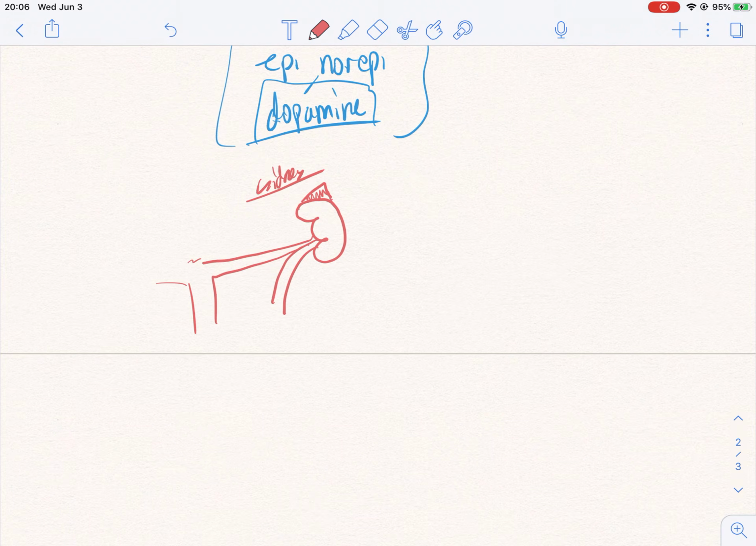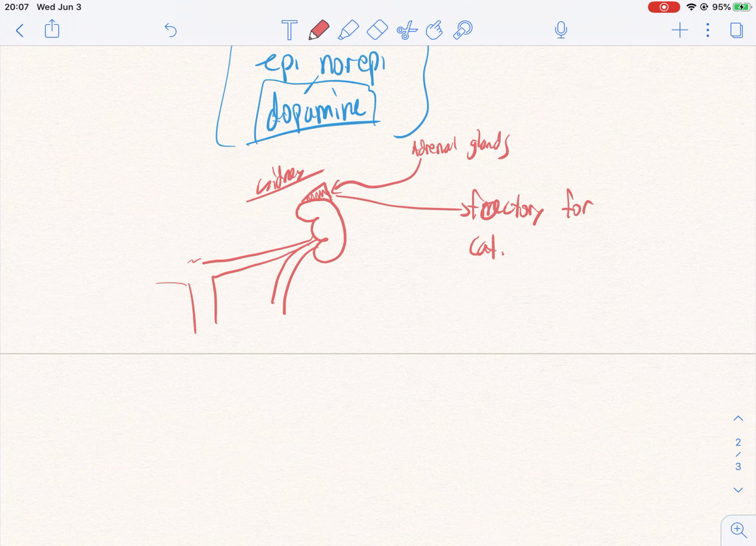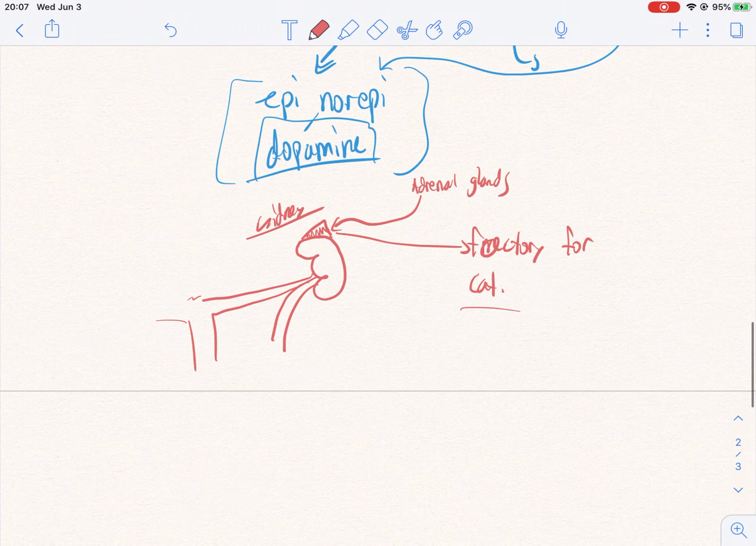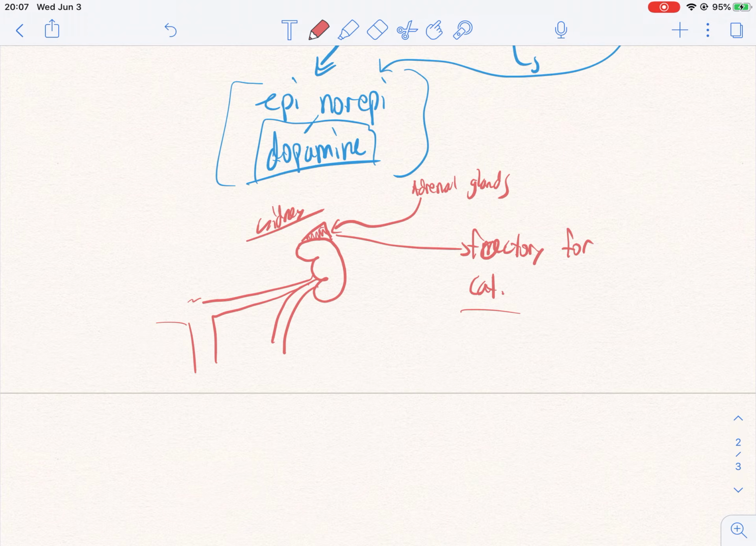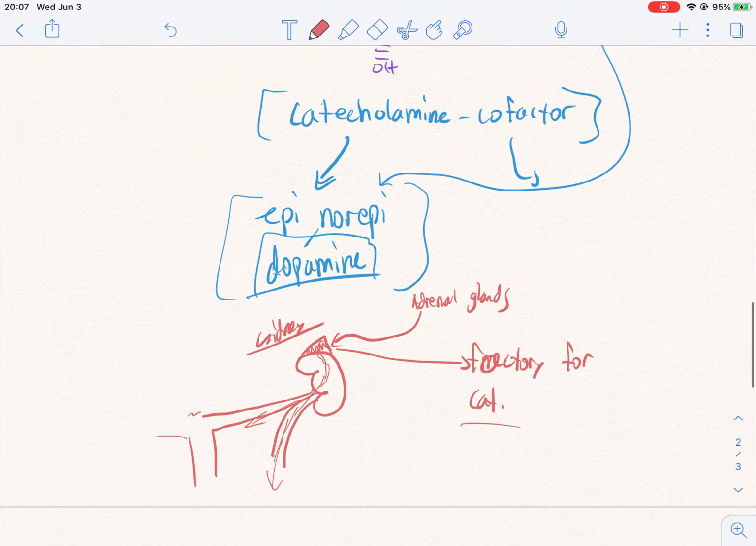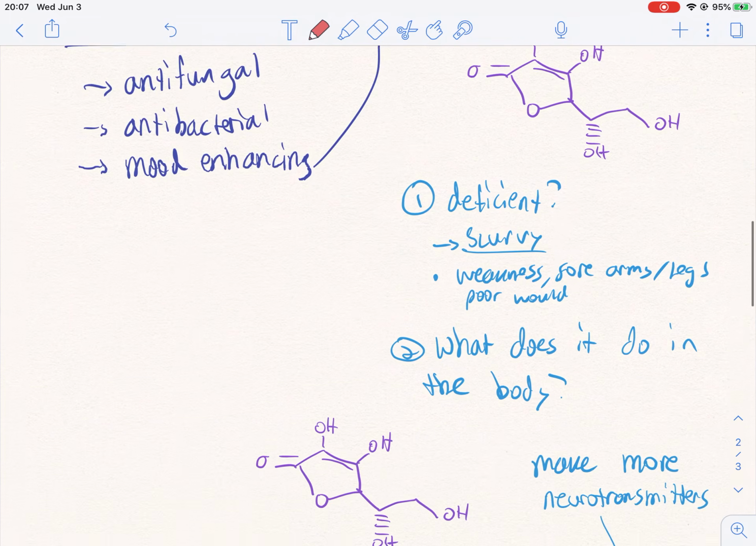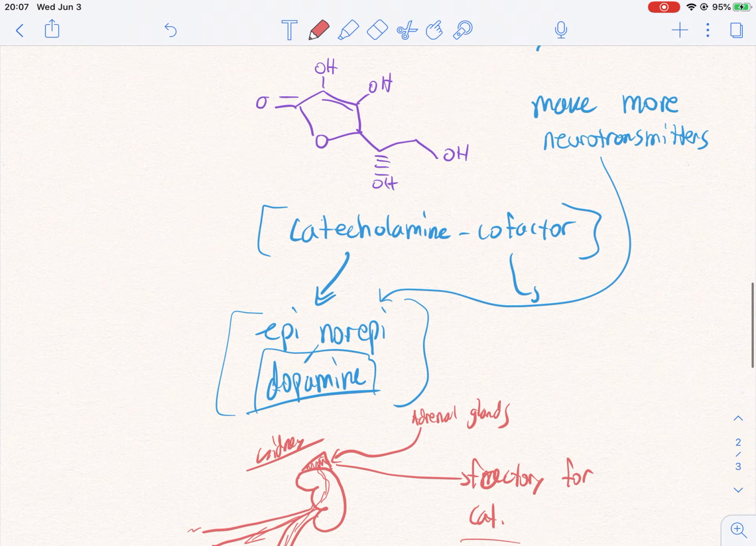catecholamines are made near our kidneys on these little hats, I like to call them hats, called the adrenal glands. And this is basically like the factory for the catecholamines. This is where they're made, all right? They're made here, then they're pumped through the kidney, and this is where they get into the bloodstream and everything like that. So going back to vitamin C, this is why vitamin C is so important.